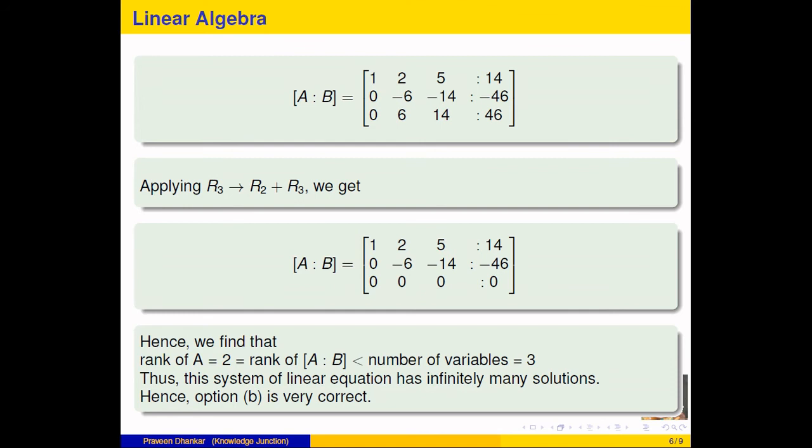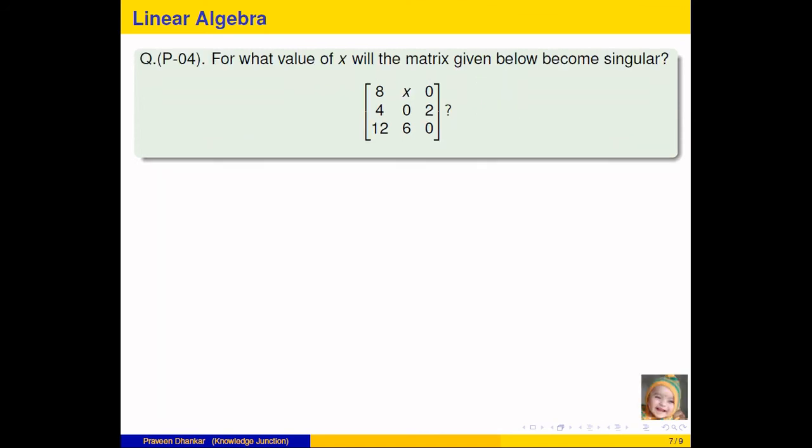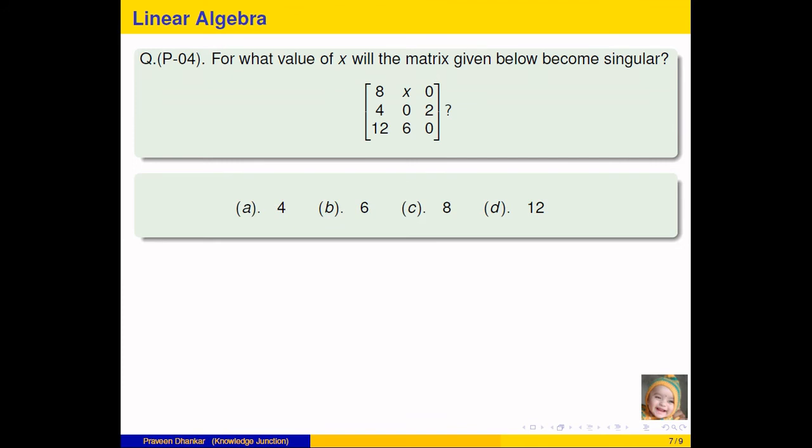Here is a question for practice: for what value of x will the matrix given below become singular? We have the 3 cross 3 matrix, that is 8 x 0, 4 0 2, 12 6 0. And we have options 4, 6, 8 and 12.